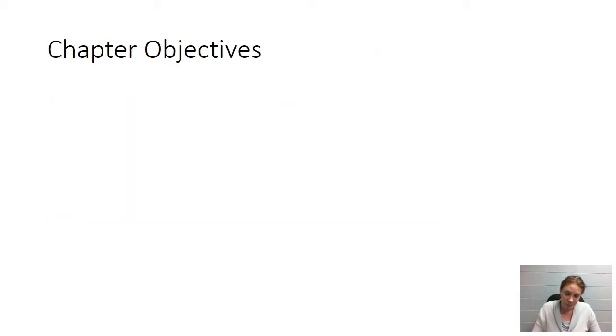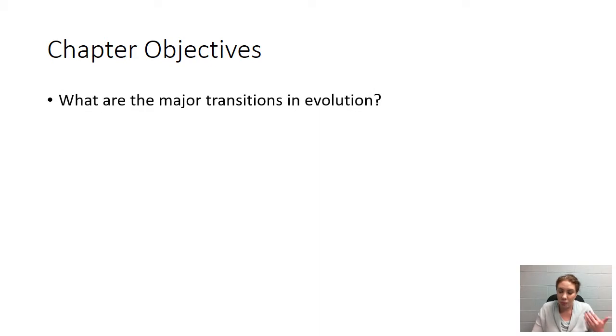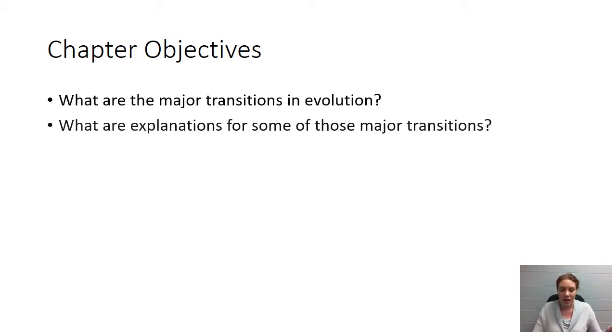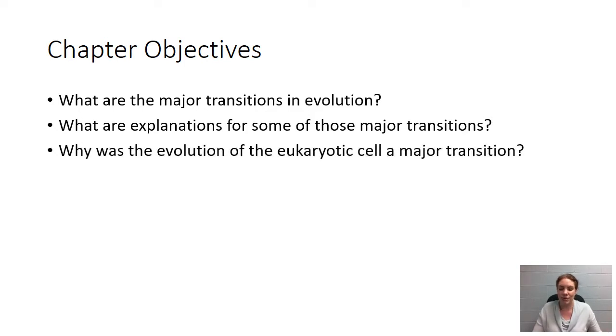So in this chapter, what we're going to be looking for are, what are those major transitions? What are some of these big, huge, life-changing types of things? How do we explain those? Why was the development of eukaryotic cell types one of these?